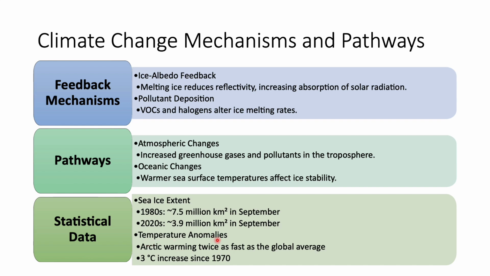Similarly, there are temperature anomalies. The Arctic is warming twice as fast as the global average. That is what we have seen in the Arctic amplification. Roughly 3 degrees centigrade increase since 1970.